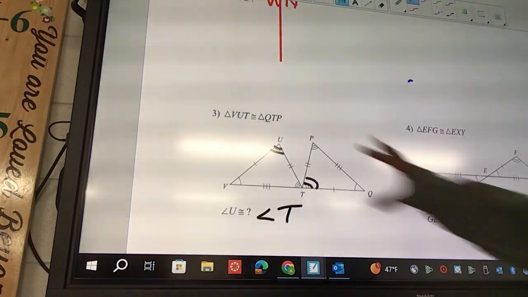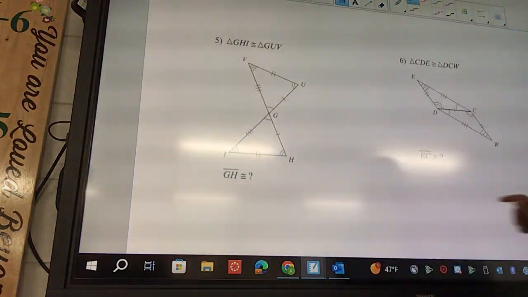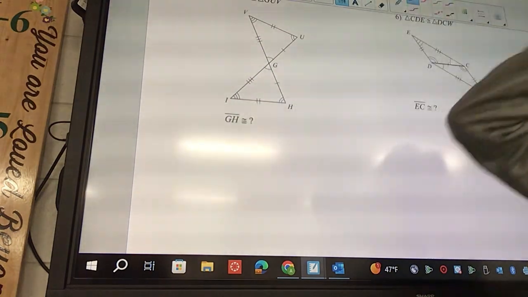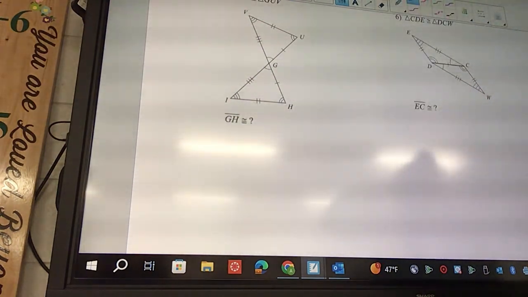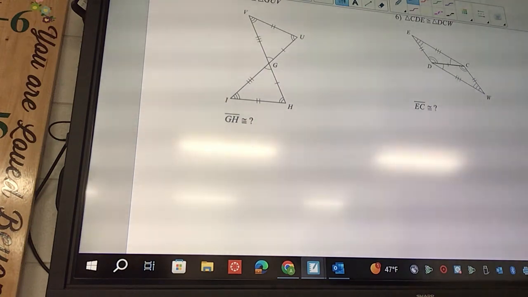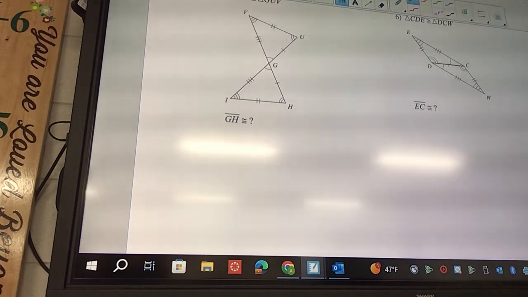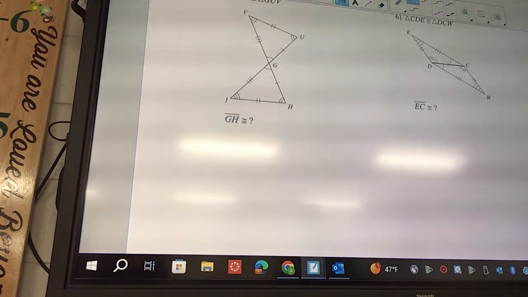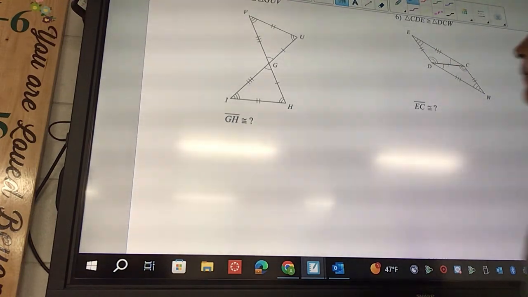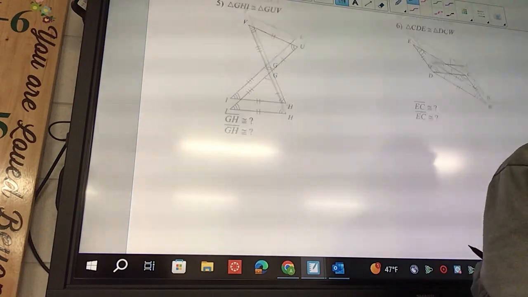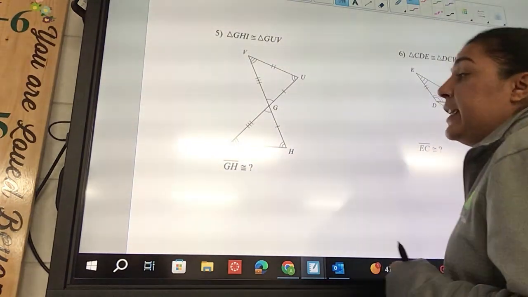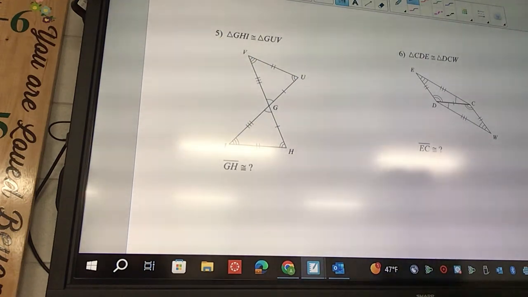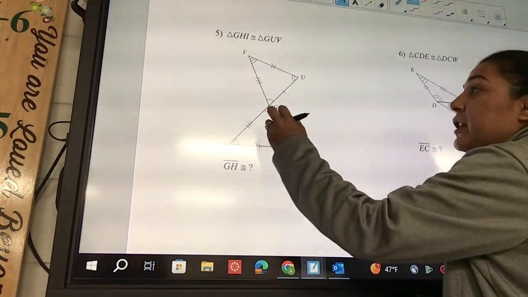Okay, number 5. Okay, is GH. Am I looking for a segment or an angle? Segment, okay, because it has the line above it. We're looking for a segment. So from G to H, take a second, find G to H. How many slash marks or side marks does that have? G to H. 1, and it's right here, G to H.